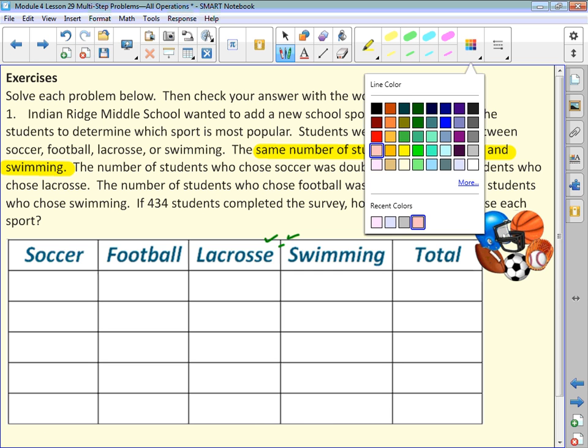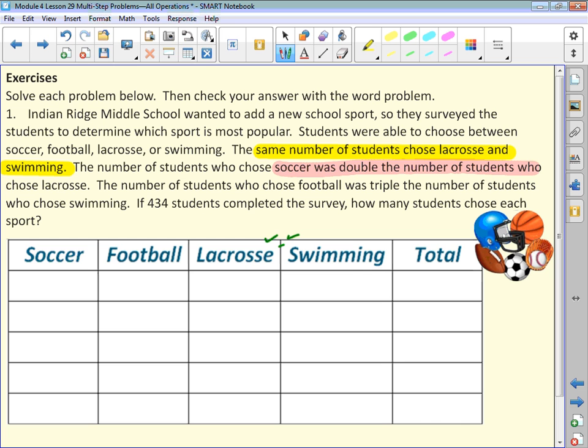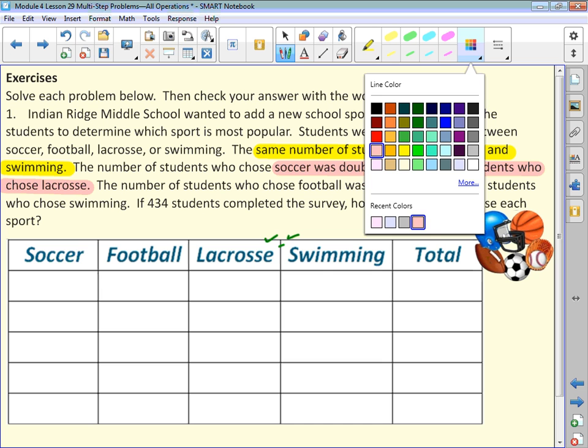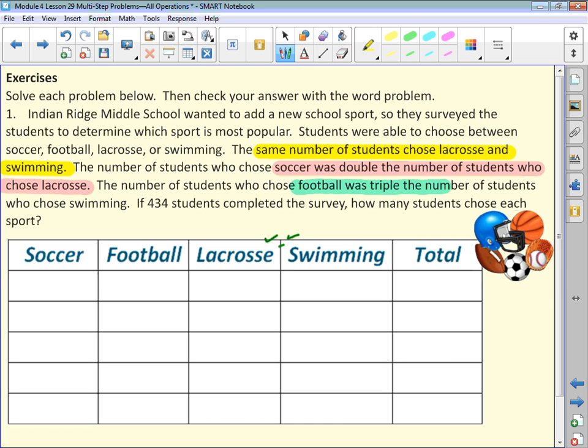The number of students who chose soccer was double the number of students who chose lacrosse. The ones who chose football was triple the number of swimming. So if 343 students completed the survey, so I know 343 is my total. That's how many kids completed the survey. Now I have to figure out how to fill in my soccer, my football, my lacrosse, and swimming.